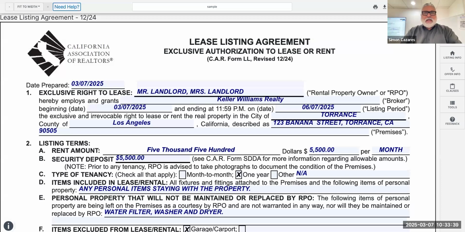It is 10:30, so I wanted to dive deep into the lease listing agreement. Make sure that you have the most current revision, which is the December 2024. I've been getting a lot of agents asking a lot of questions regarding this specific form. It has been completely revamped, and there's a lot of lingo and language in here that agents are a little confused. So I went ahead already and filled it out just to give you an example.